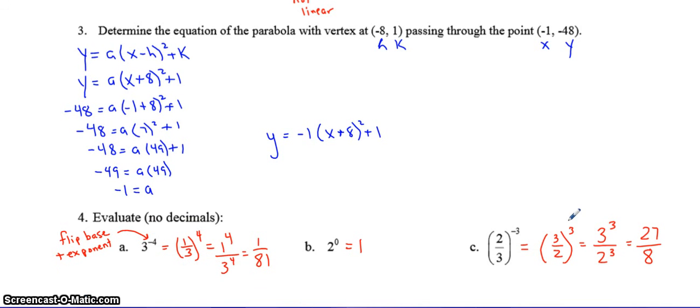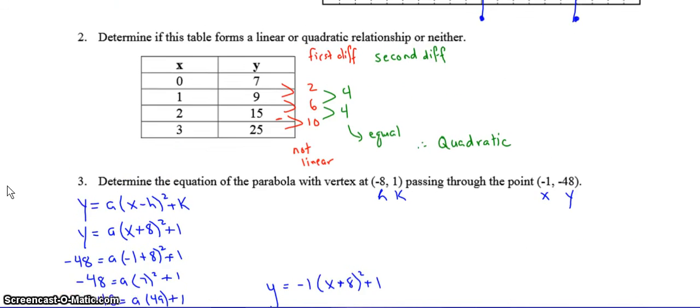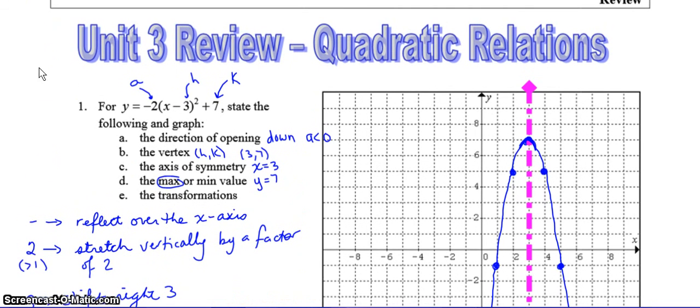So, Unit 3 was a short unit, so that's all you need to know from Unit 3. If there's anything you didn't understand, make a note of it and ask your teacher during the next day.